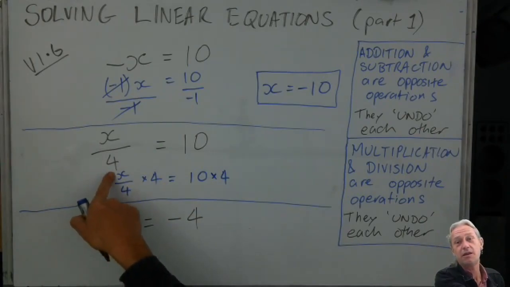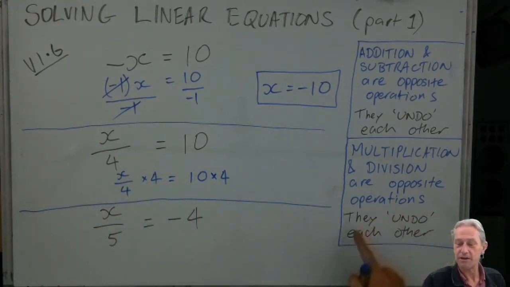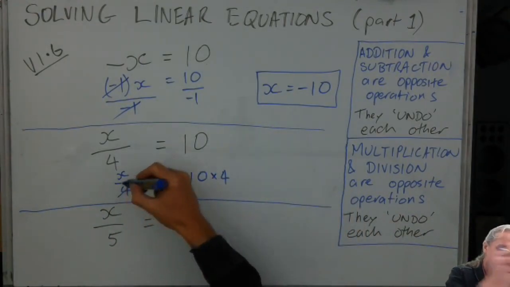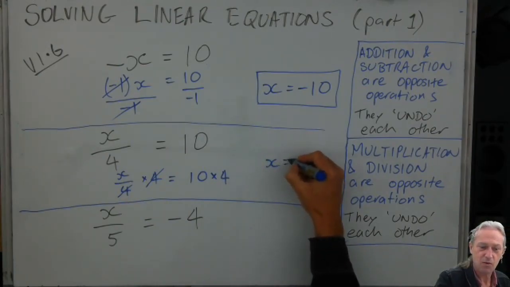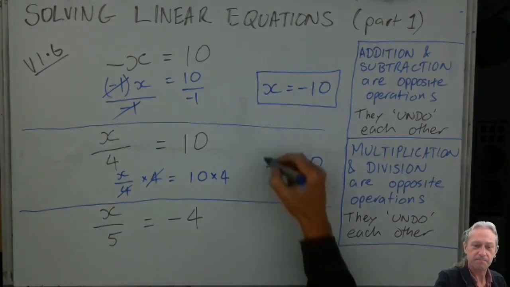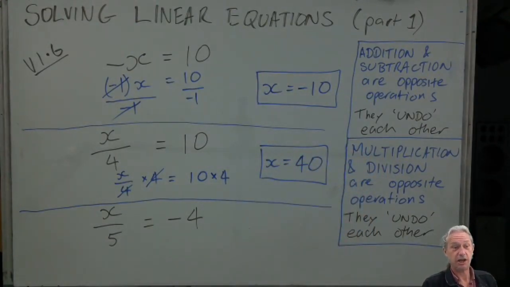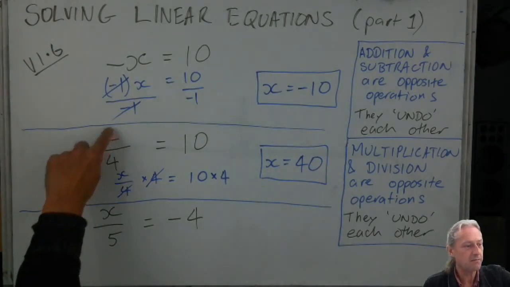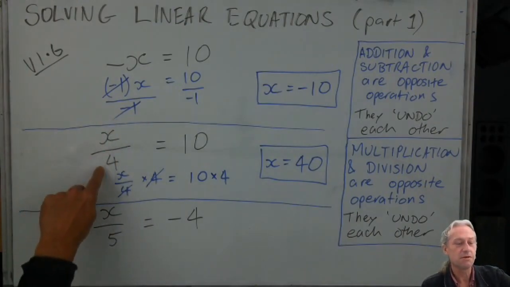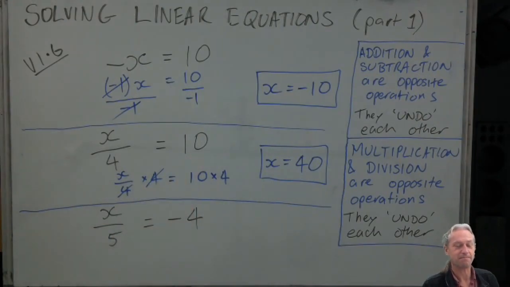Multiply by 4 over there. So here we've got our unknown thing multiplied by 4, divided by 4, so they undo each other. That cancels with that, and we end up with x equals 10 times 4, which is 40. Just to check again, if we were to plug 40 in the top of our fraction here, 40 divided by 4 does in fact equal 10.